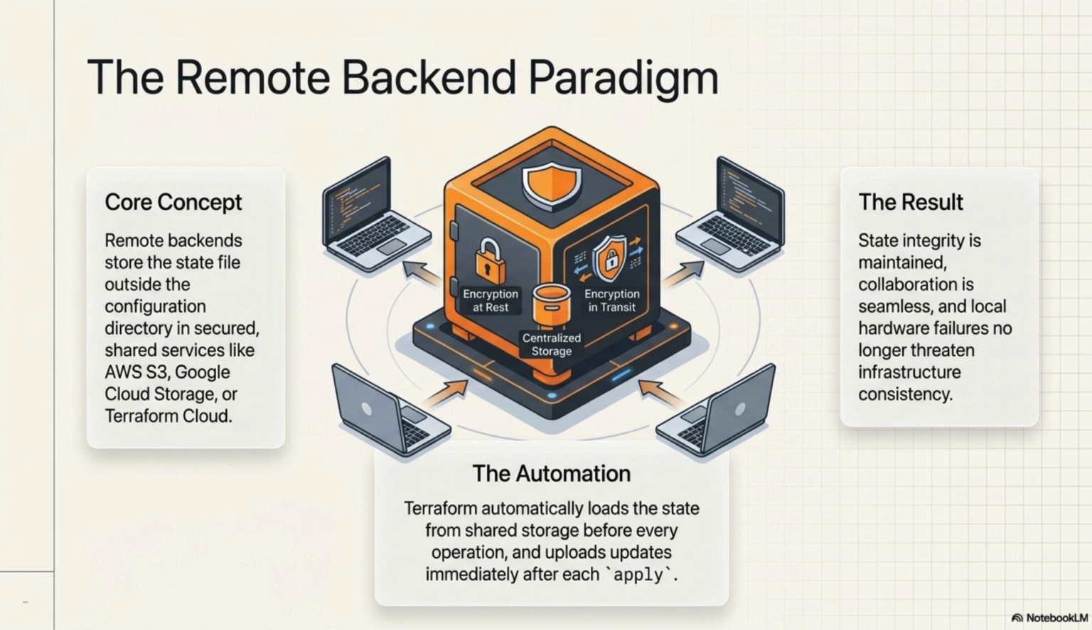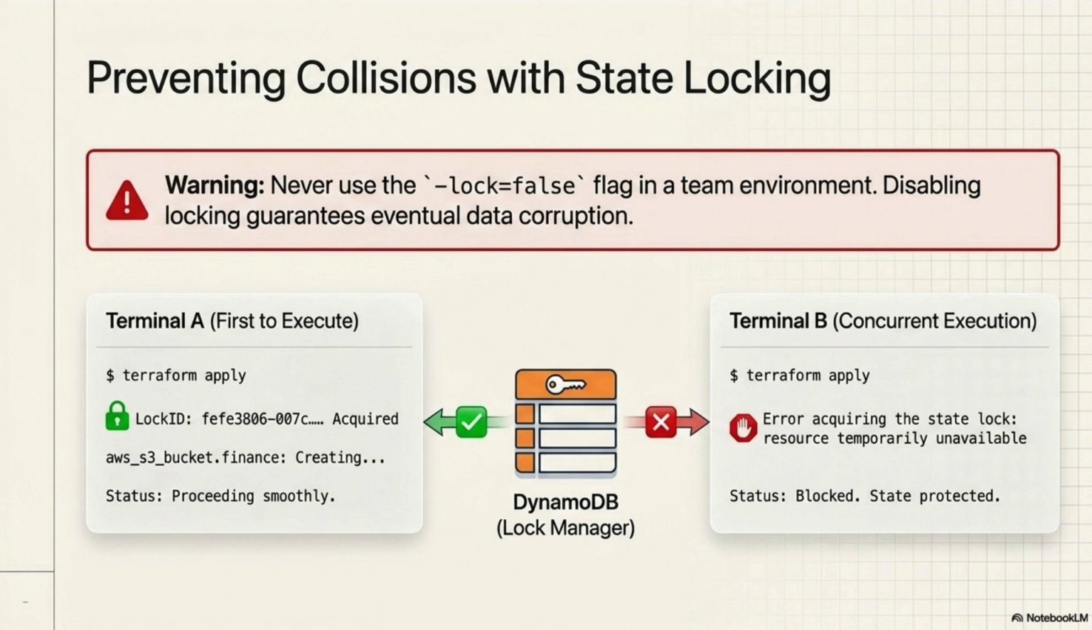The remote backend paradigm. Instead of storing state locally, you store it in a shared system, like AWS S3, Terraform Cloud, or Google Cloud Storage. Terraform automatically pulls state before execution and pushes updates after changes. Everything stays in sync, preventing collisions with state locking.